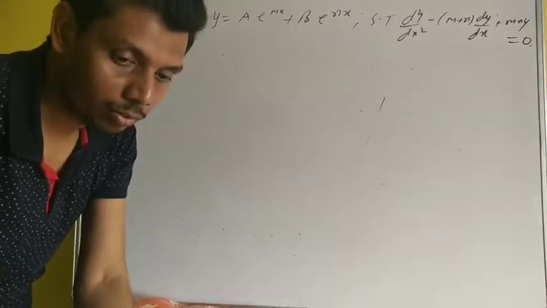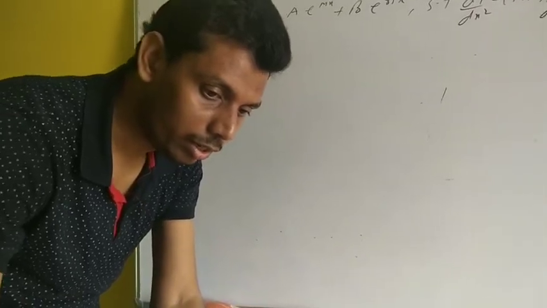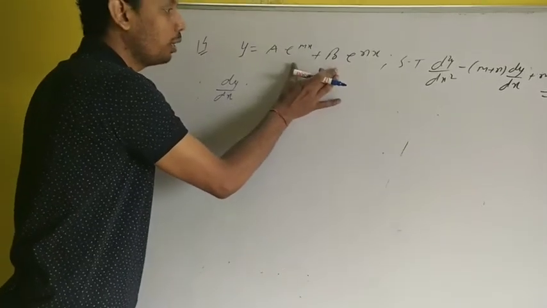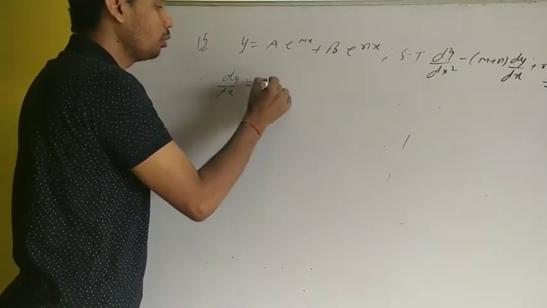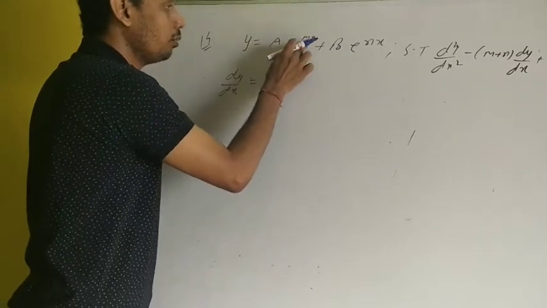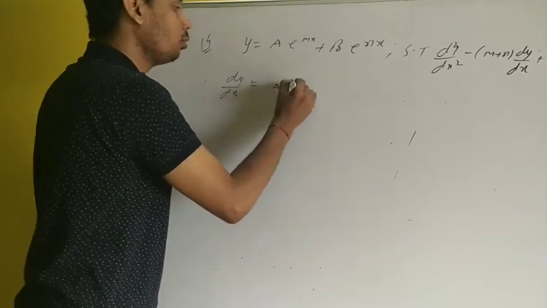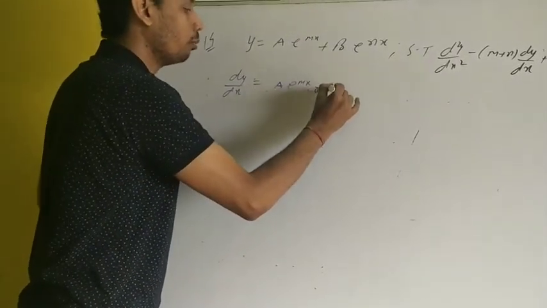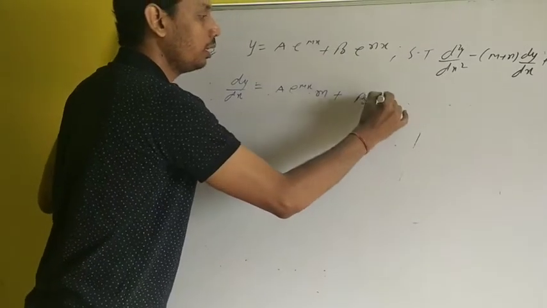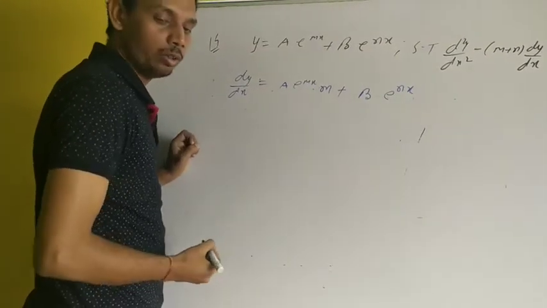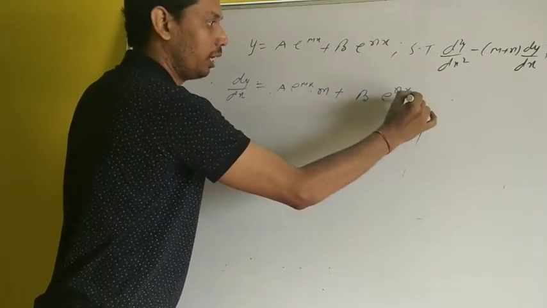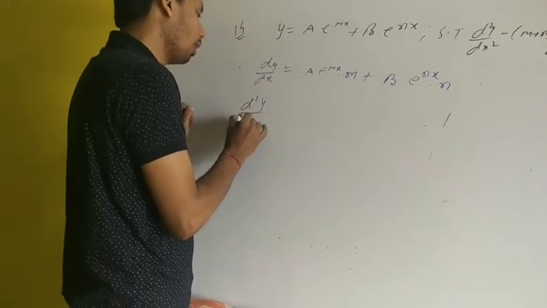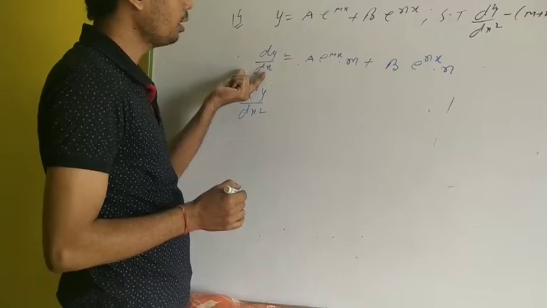Now let us solve this question. As the value of y is given here, let us determine the value of dy by dx. Here differentiating this with respect to x, dy by dx is equals to a constant, differentiation of e to the power mx is e to the power mx, and differentiation of mx is what? m. So into m plus again b constant, differentiation of e to the power nx, e to the power nx, and differentiation of nx will be what? n.